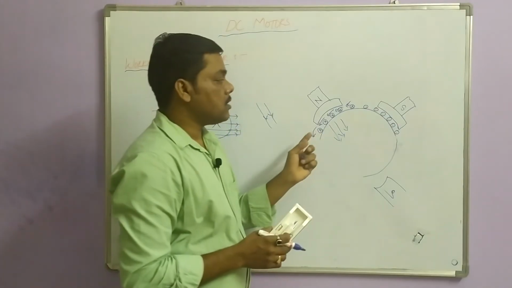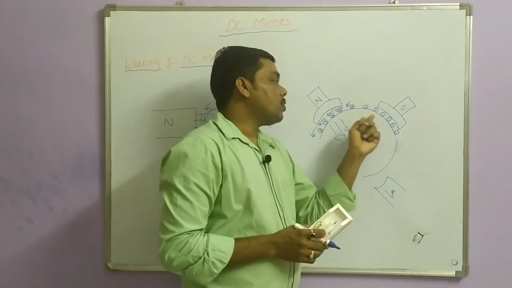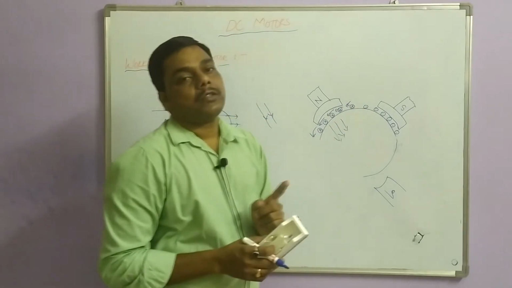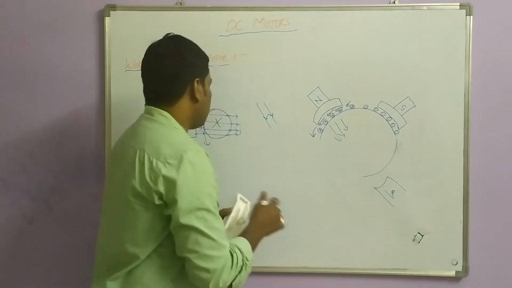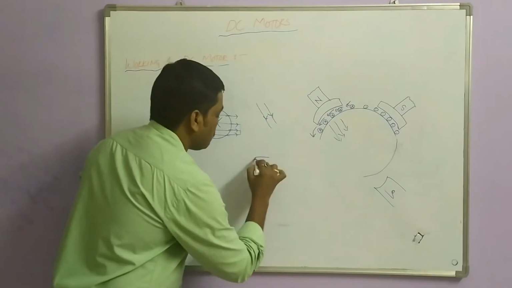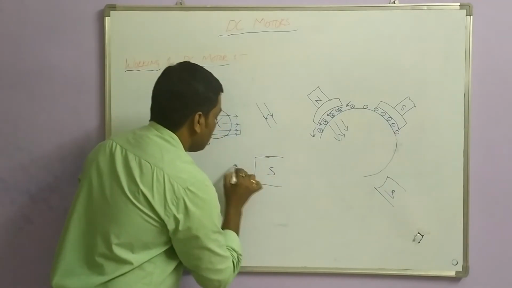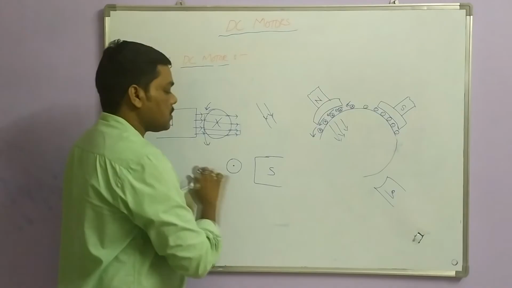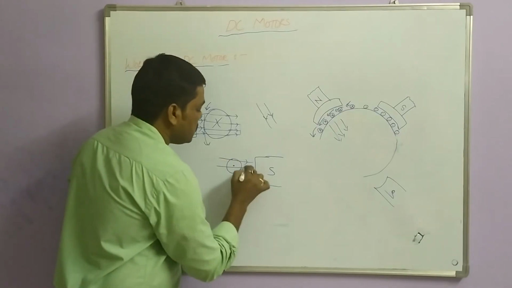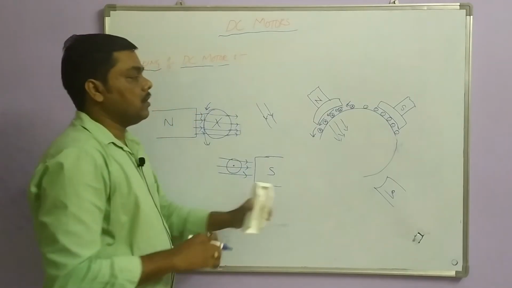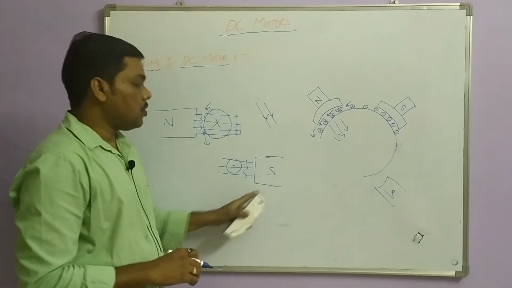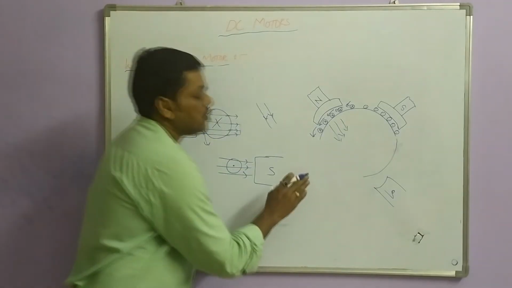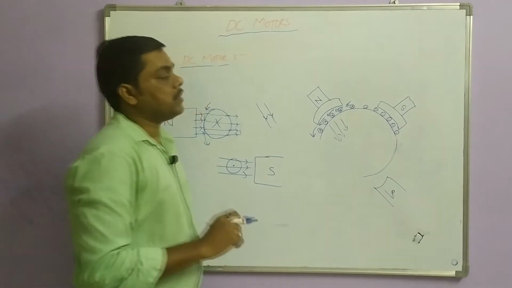Now consider the south pole side. At the south pole you have the dots. You can see here at the south pole you have the dots, and the flux is entering into this. I am trying to show this. So the flux is going from the north pole to the south pole like this.